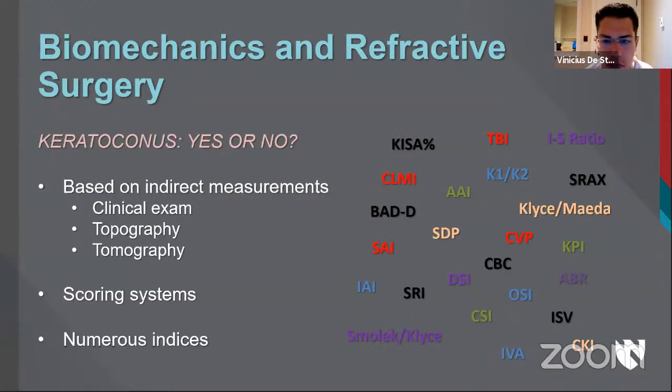So that's why we study biomechanics. We want to go to the root cause of the issue, right? We want to analyze if that cornea is strong enough to have surgery or not, or is it weak enough that it's progressing or not in terms of keratoconus. So that's why we study biomechanics.